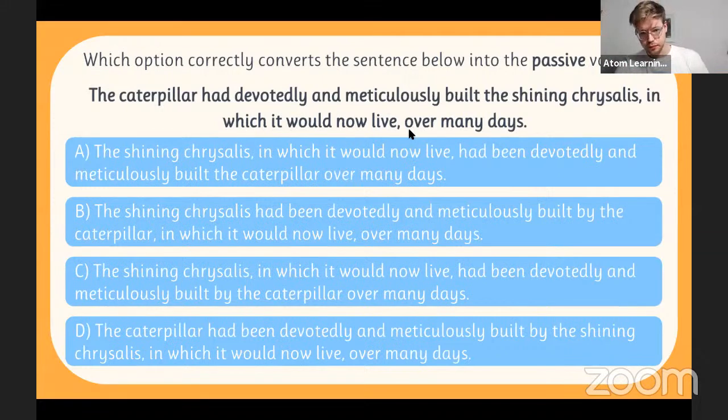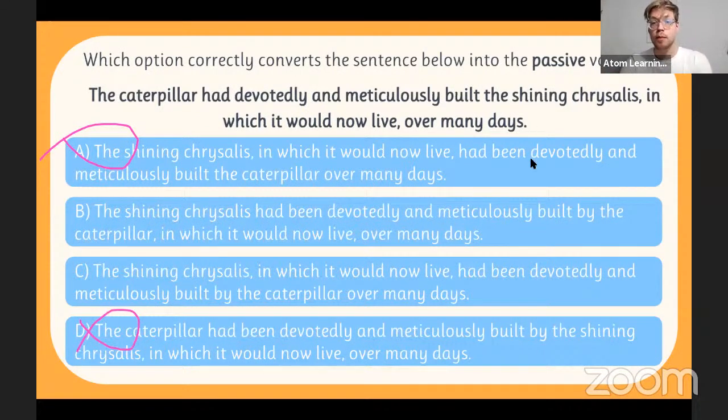So that, to be honest, just knowing that helps me eliminate answer choices. So the shining chrysalis in which it would now live had been devotedly and meticulously built the caterpillar over many days. I know I need that preposition by the caterpillar in my answer somewhere, so A is out. The shining chrysalis had been devotedly and meticulously built by the caterpillar in which it would now live over many days. It could be B because it's got by the caterpillar in. C also has by the caterpillar in. D does not, so I know it's between B and C.